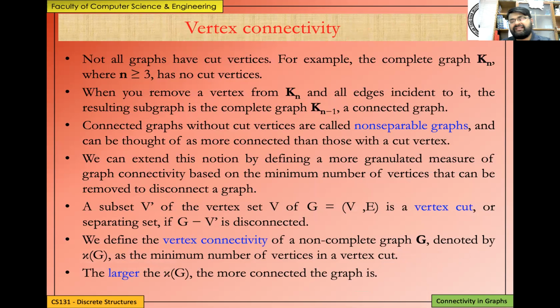So from cut vertices and cut edges, there's another thing that we call vertex cut. And again, these are two different things. And this is something that we need to focus more on over here.